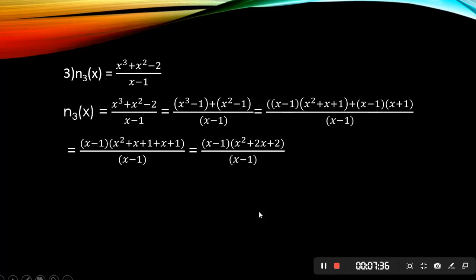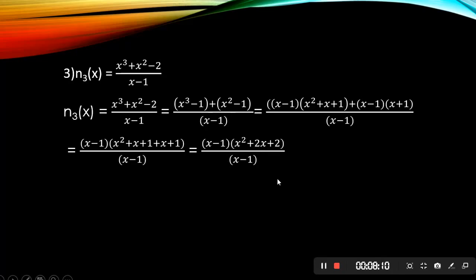So I can take the highest common factor out and write x power 2 plus x plus 1 plus x plus 1. X minus 1 out, x power 2 plus x plus 1 plus x plus 1. I can simplify here, collect the like terms: 1 plus 1, 2, x plus x, 2x. So x minus 1 times x power 2 plus 2x plus 2, over x minus 1.